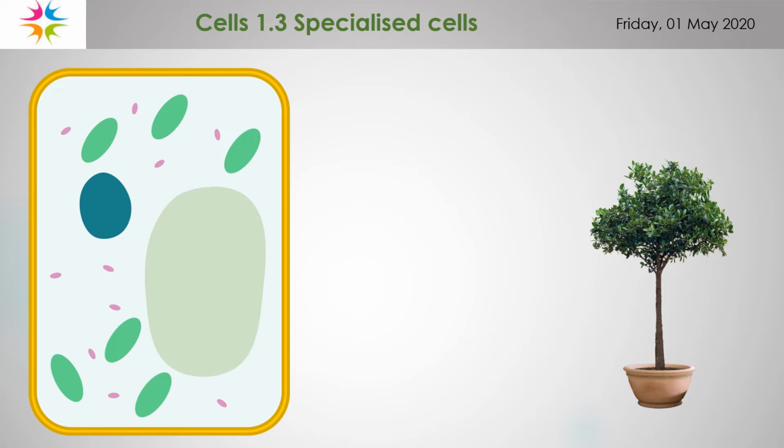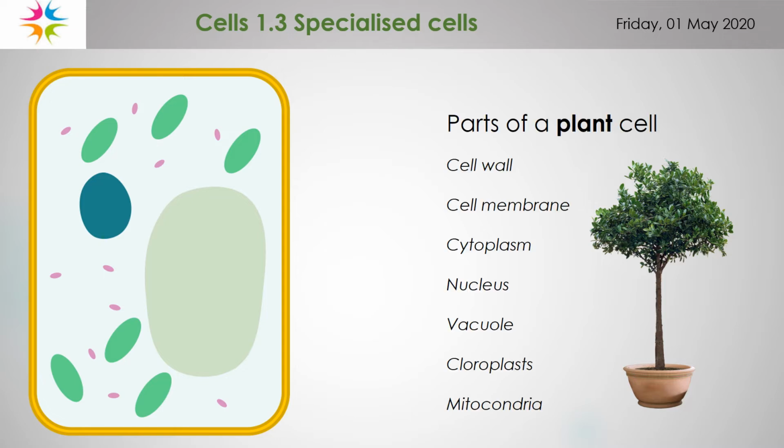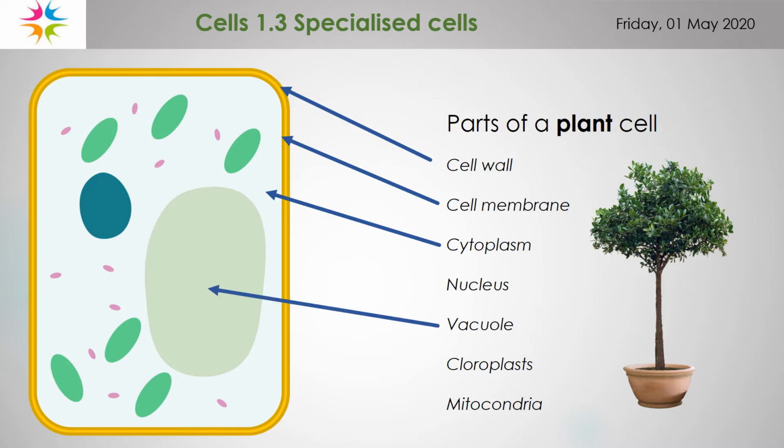So let's see how we did. First of all, the brown area outside, the cell wall. Okay, the brown area inside the boundary, cell membrane. The blue area which surrounds all the contents of the cell, remember they're called organelles, that's the cytoplasm. Okay, the blue blob in the middle is the nucleus, and the grey area is the vacuole.